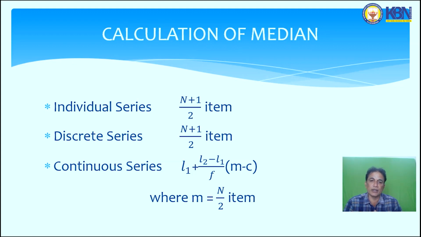Then we can use the following formula: L1 plus (L2 minus L1) divided by f times (n by 2 minus c). Here L1 means the lower limit of the median class, n by 2 is the median size, c means the cumulative frequency of the preceding class, f means frequency, and i means class interval.